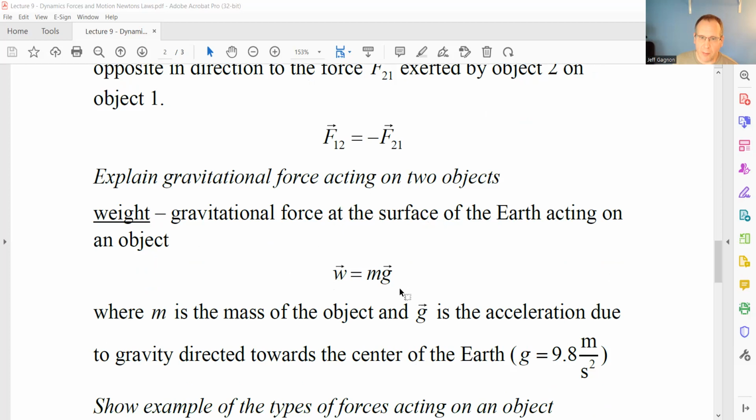Where does this come from? This comes from Newton's gravitational law. Actually, let me jump on the iPad and let me explain this, because we're going to use this quite often. The weight is almost always going to be a force acting on a particular object. If it has mass and it's near the surface of the Earth, there's going to be a weight involved. So let me explain this more carefully here.